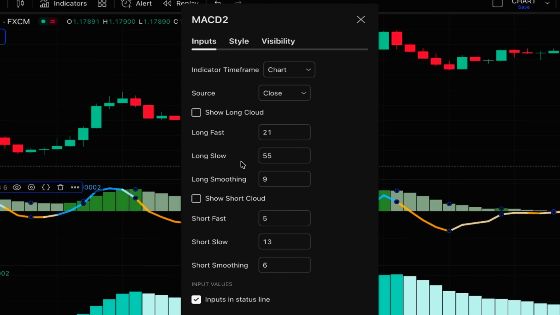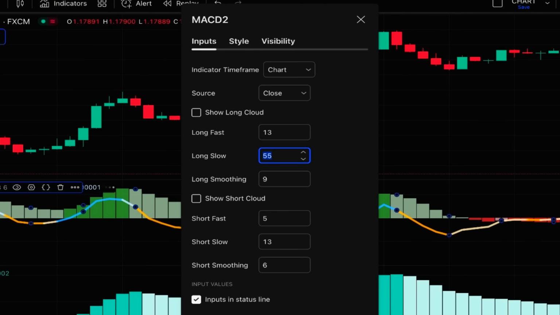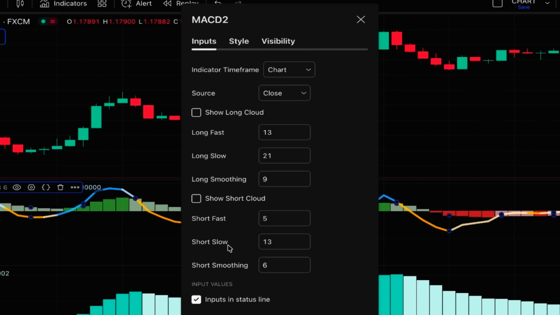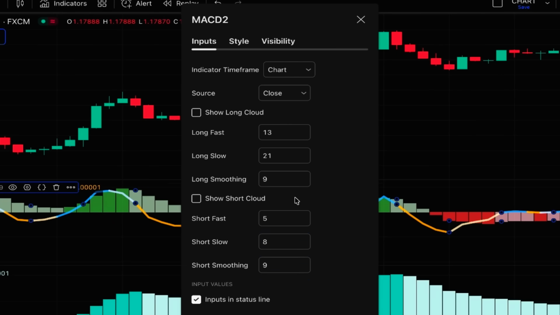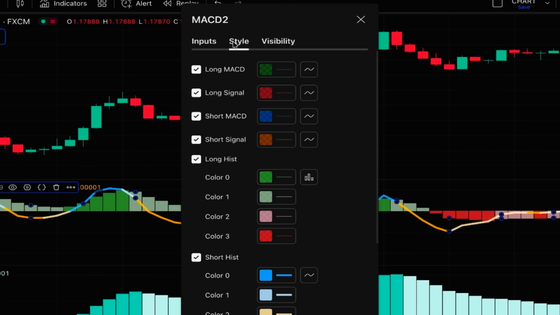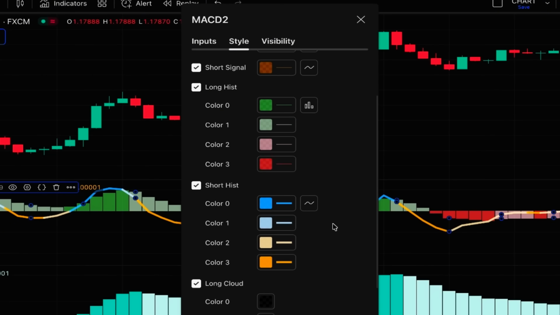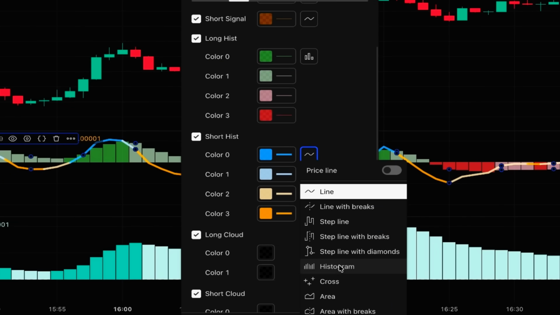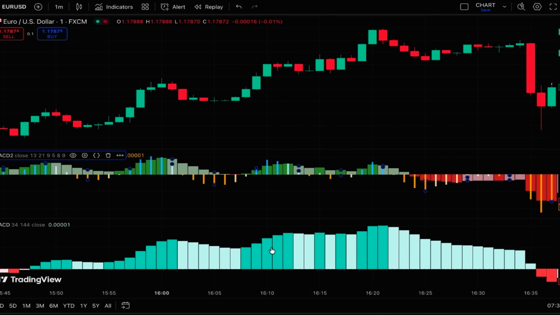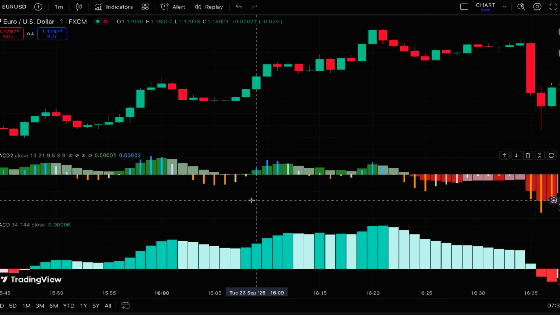Here for this longer MACD, for the fast length we set it at 13, and for the slow length we set it at 21. And then for the shorter MACD, for the fast length we set it at 5, and for the slow length we set it at 8, and for signal smoothing it should be at 9, similar to the other MACDs. Alright, now we go to the style tab, and here for the short histogram we change the appearance to histogram.